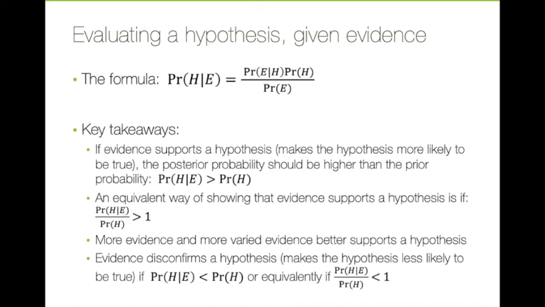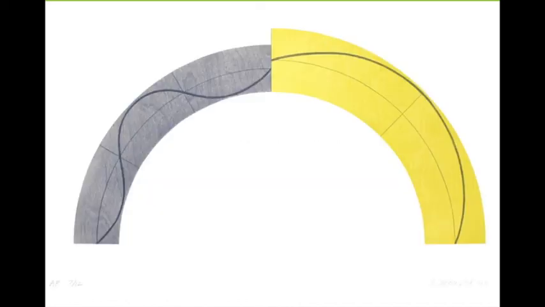And finally, we learned that evidence disconfirms a hypothesis, making it less likely to be true, if the posterior is lower than the prior, or if the ratio of the posterior to the prior is less than 1. In the next video, we'll look at some different uses of Bayes' theorem. But instead of examining how well evidence supports a hypothesis, we're going to consider something slightly different: how well an inductive argument supports its conclusion.